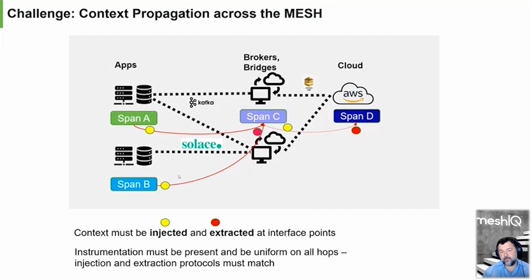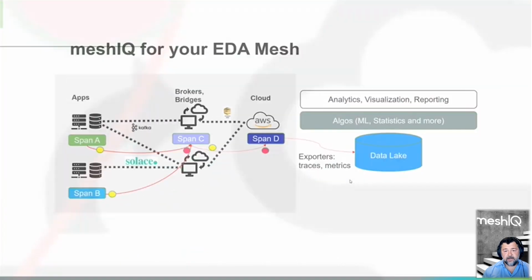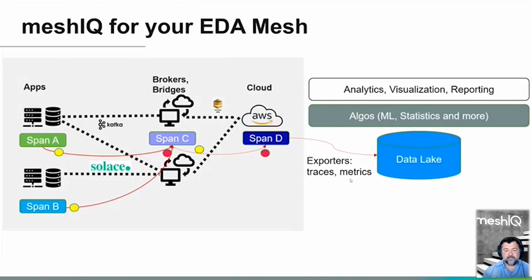And you want to make sure that your instrumentation, again, in this ecosystem, is deployed across all the hops and it's consistent and uniform. So that's an important note about context propagation, and I would say it's a fairly significant challenge, especially when we deal with heterogeneous integration meshes.